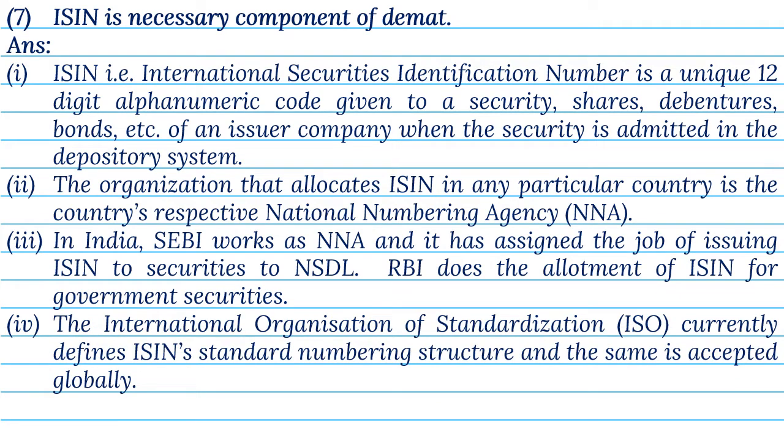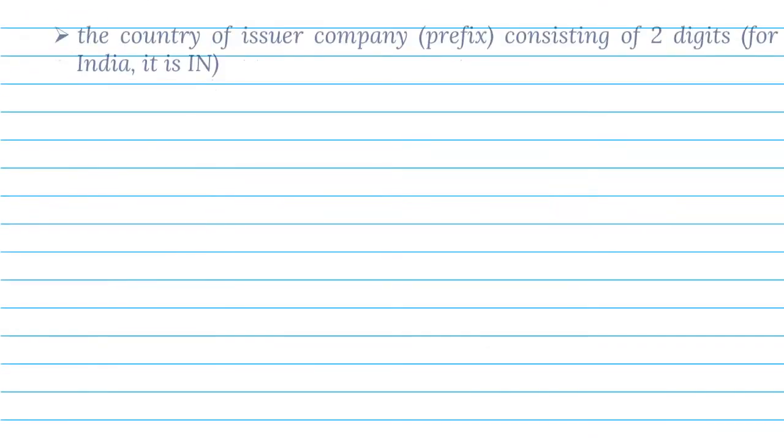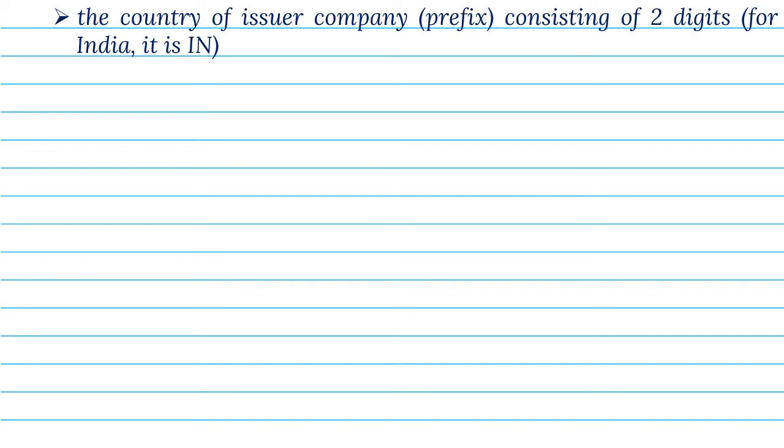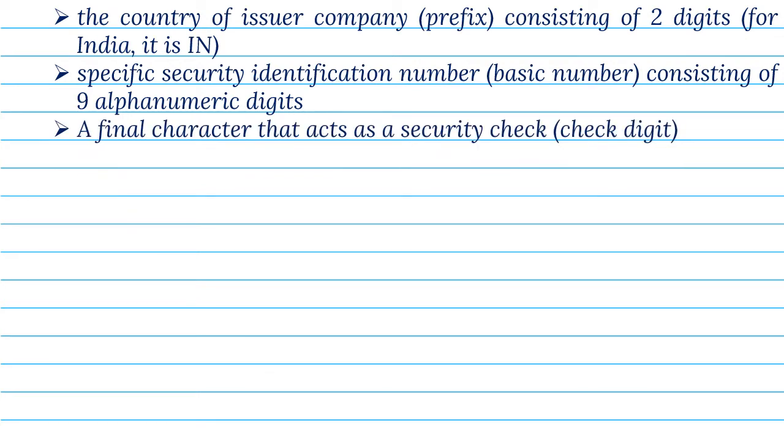4. The International Organization of Standardization, ISO, currently defines ISIN as standard numbering structure, and the same is accepted globally. 5. An ISIN code has 12 alphanumeric characters, which is divided in 3 parts, namely the country of issuer company, prefix, consisting of 2 digits, for India, it is IN. Specific security identification number, basic number, consisting of 9 alphanumeric digits. A final character, that acts as a security check digit.